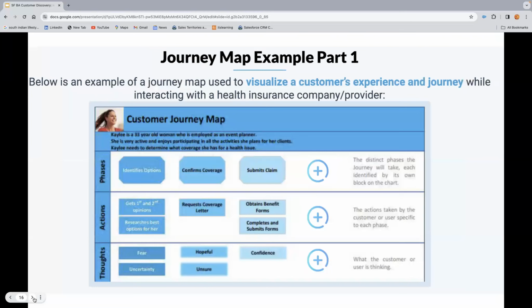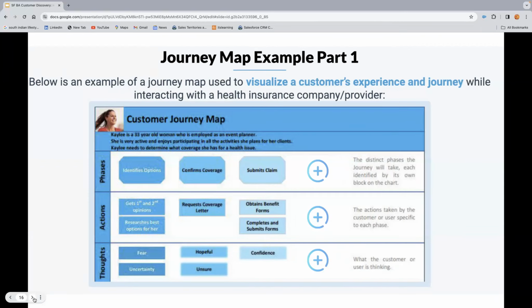Journey map example part 1. So this below is an example of the journey map used to visualize the customer's experience and journey while interacting with the health insurance company provider. The customer journey map is about a 33-year-old woman who is employed as an event planner. She's very active and enjoys participating in all the activities she plans for her clients. She needs to determine what coverage she has for the health issue.